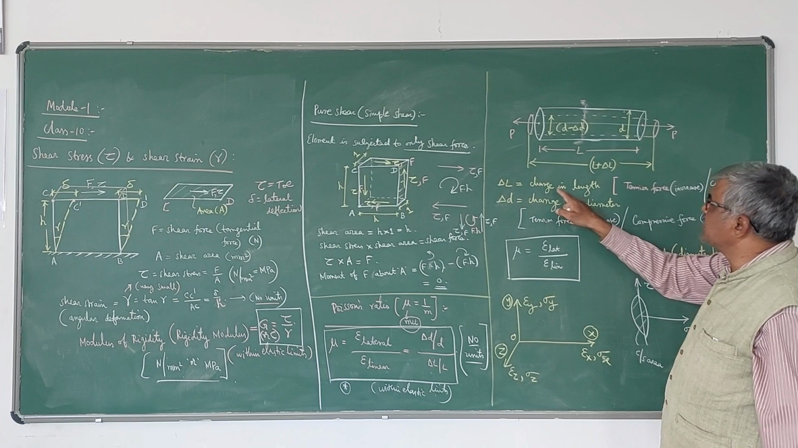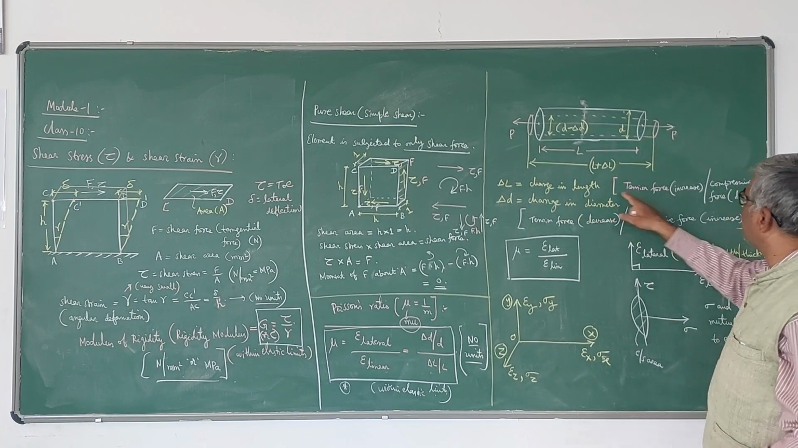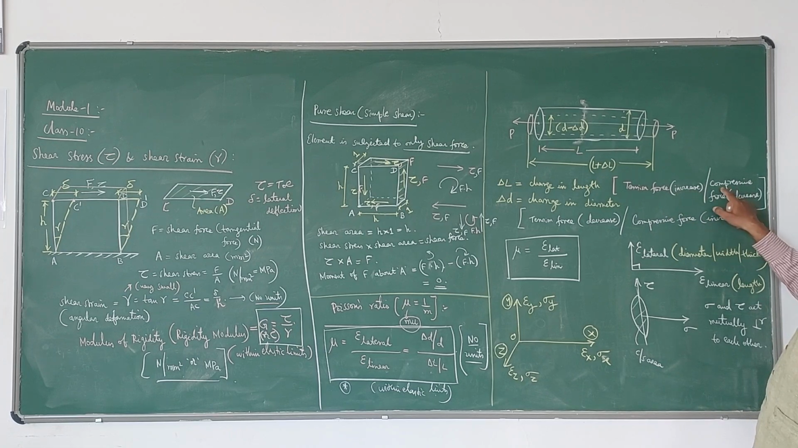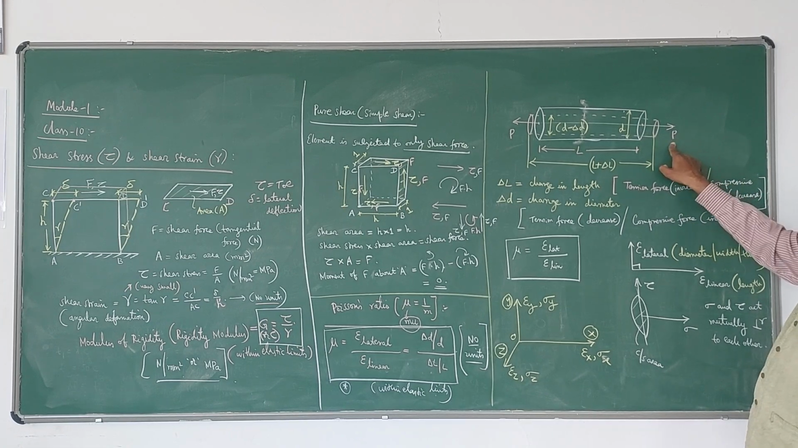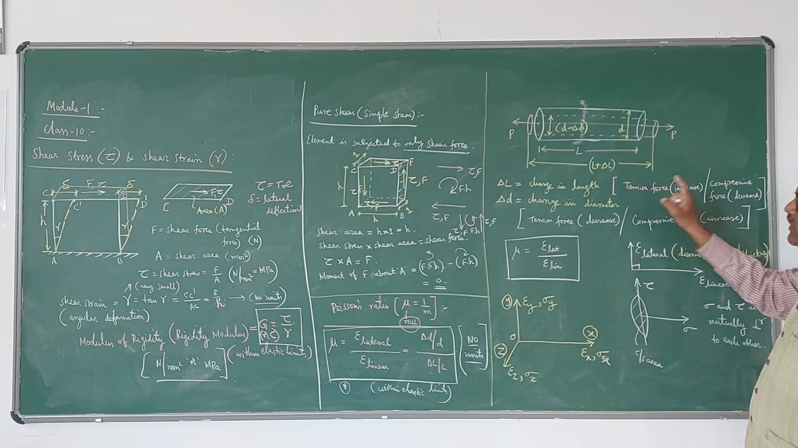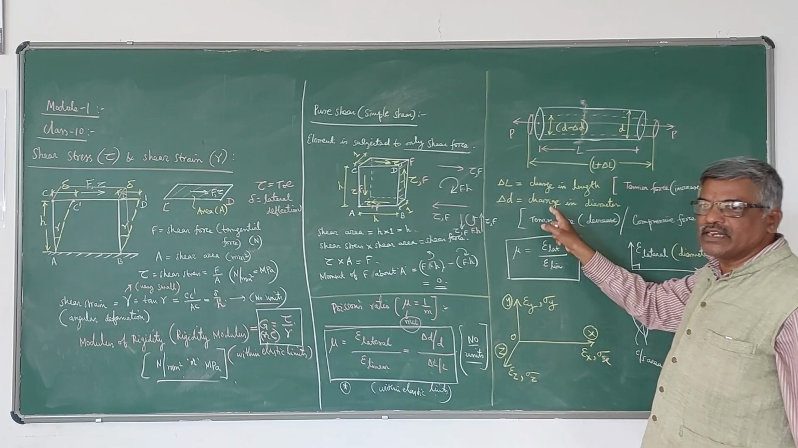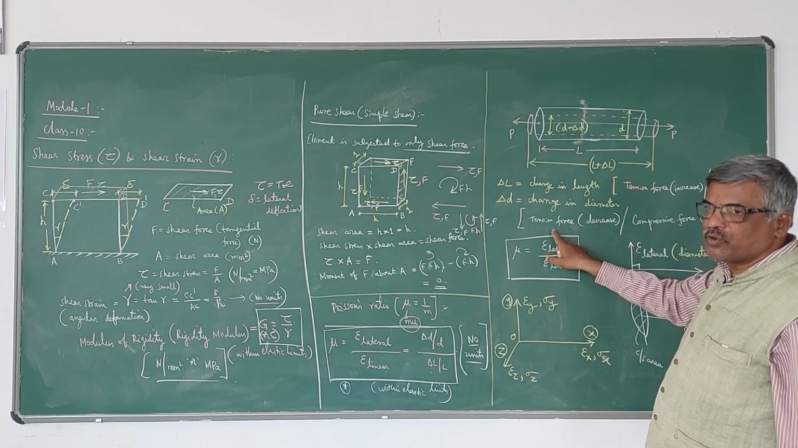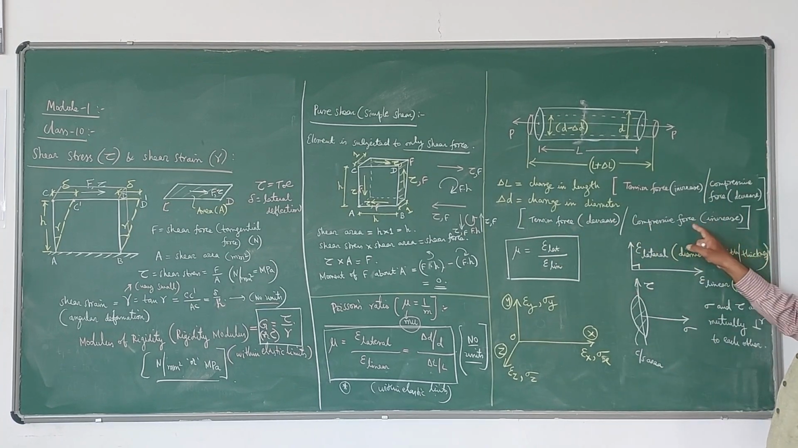Now here delta L is the change in length. This change in length will be an increase in length if it is a tension force. It is a decrease in length if it is a compression force. Similarly, delta D is the change in diameter, and it is the reverse. It is a decrease in diameter if it is a tension force, and an increase in diameter if it is a compression force.